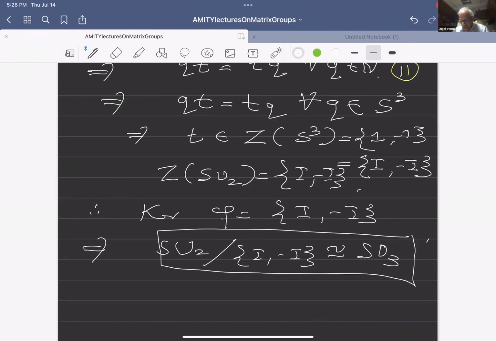Okay, we will stop here and we will have tutorial, and then on Saturday, I will do the remaining portion about how the conjugacy classes in SU2 correspond to latitudes of this three-dimensional sphere, and how some subgroups correspond to longitudes of this three-dimensional sphere. Okay, so I will stop here.